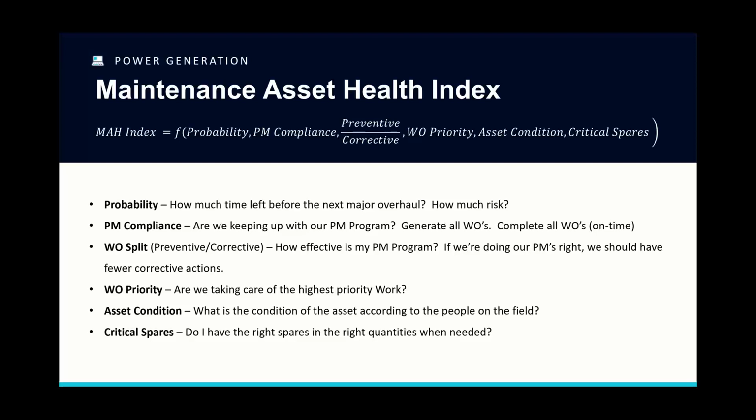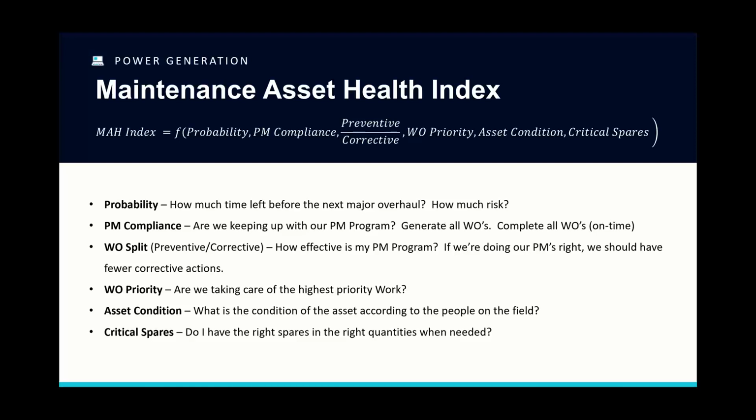And then finally, do we have the right spares in the right quantities so that when we actually need them, we can move ahead and do the work that we need to do? If we don't, we are putting our facility at risk, right? We're introducing another factor. So we're taking these six factors, blending them together, and coming up with the maintenance asset health index. So let me get into each one of them.